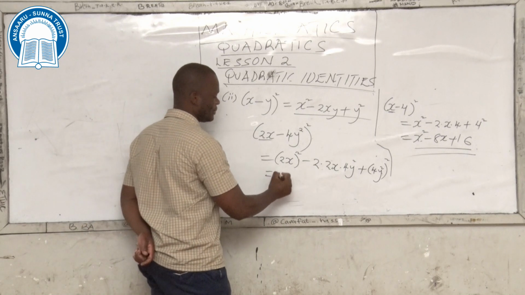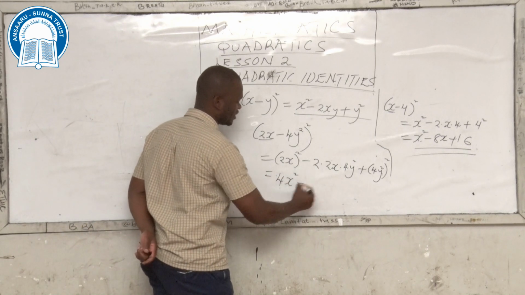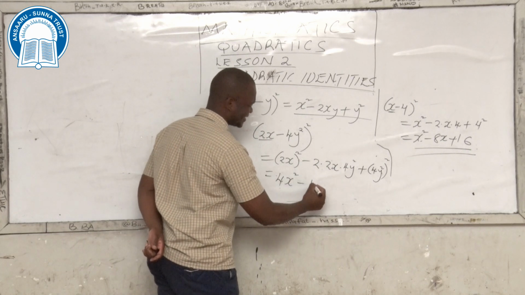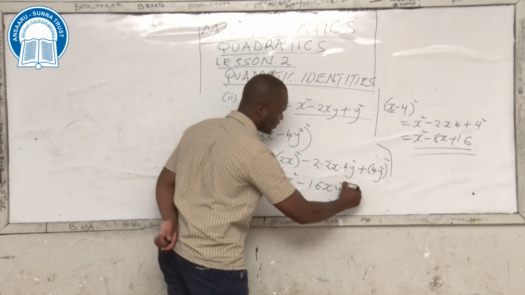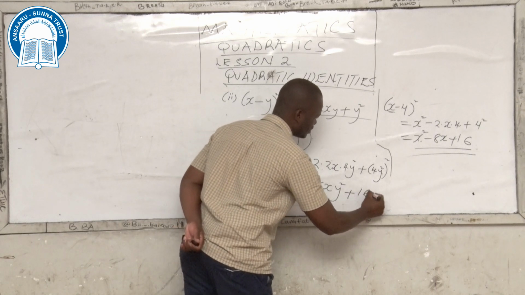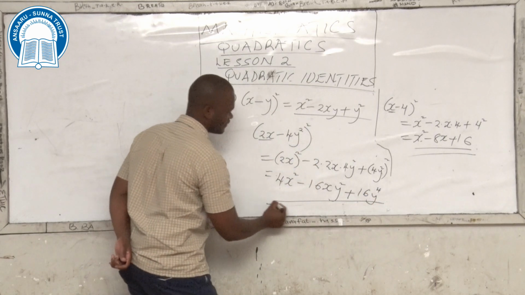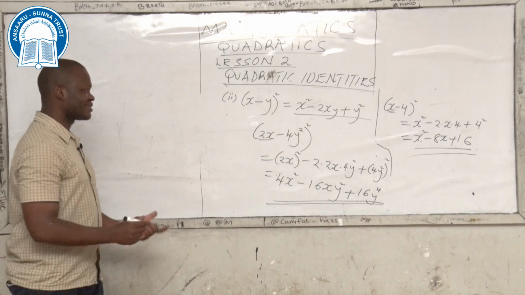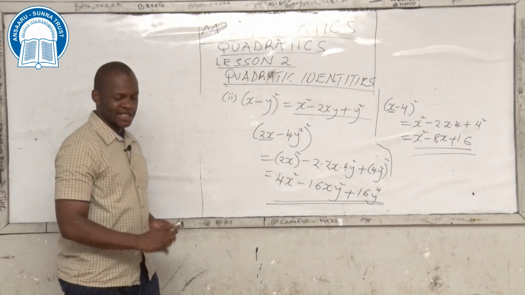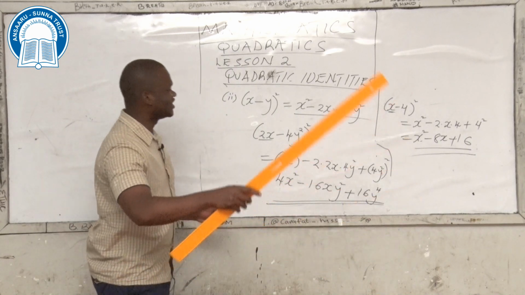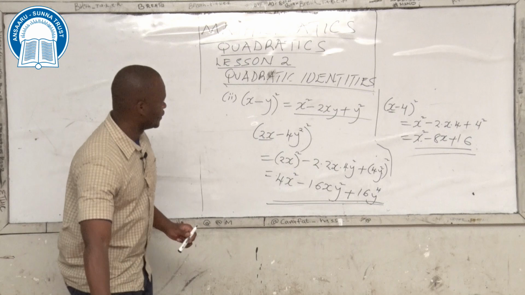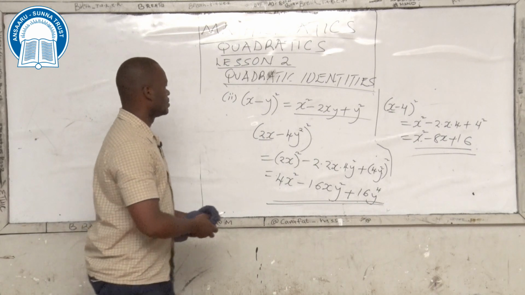So what is the outcome? 4x squared minus 2 by 2 by 4 will give us 16xy squared, and then plus 16y to the power of 4. We're done with that. So it is similar to the first quadratic identity with one difference. What is the difference? We have a minus in our second term. So we are done with that. We go to our last.